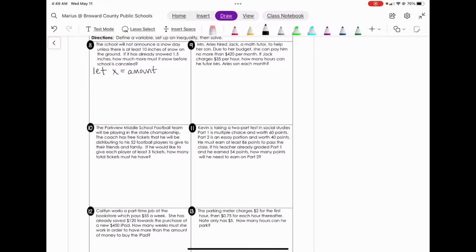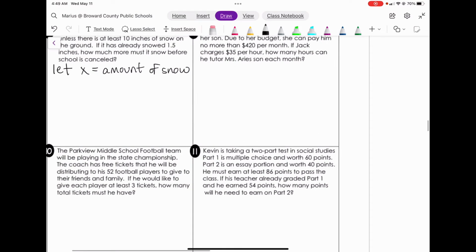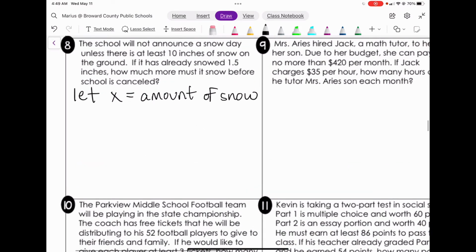So amount of snow. Let me zoom in here. There we go. So we have our amount of snow, that's our variable. Now, one of the first things we read was this phrase here. It says, is at least 10 inches, okay, of snow. Let's complete that. Now, is at least 10, is at least translates to greater than or equal to.